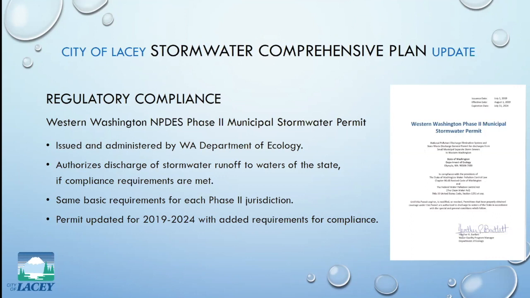Now, this is a general permit. It's not specific to Lacey. It's a general permit for Western Washington. So there are more than 80 cities and counties that this permit applies to. And the requirements for everybody are virtually identical. There's just a few little differences here and there. This was first issued back in 2007. And it was updated in 2013 with new requirements, including low impact development. That was one of the big changes. And now it's been updated again for the 2019 through 2024 permit cycle. And of course, each permit update adds more requirements that we have to address.